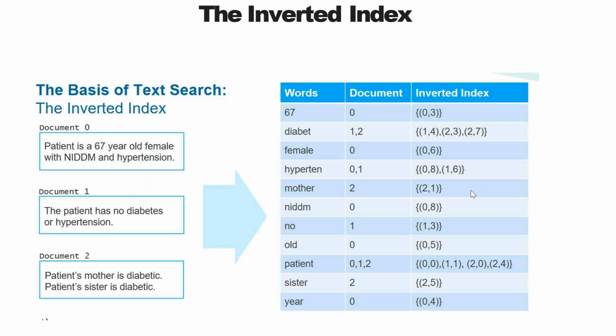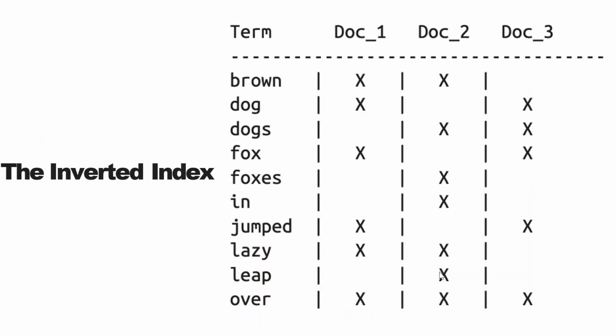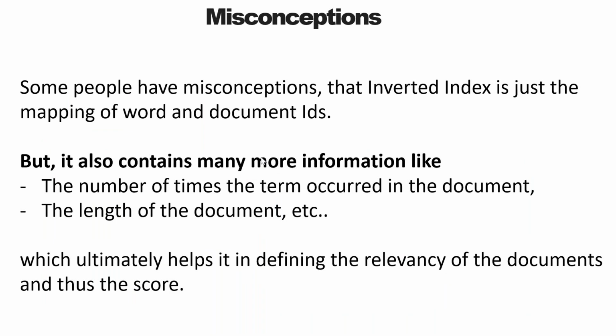Okay, look at one more example here. This is document 0, 1, 2, and here are the unique words, and which document each one appears in; that is an inverted index. This is one more example of the inverted index. Some people have a misconception that an inverted index is just a mapping of the word and document ID. Actually it's not. The number of times the term occurred in the document also plays an important factor, and the length of the document also plays an important factor.